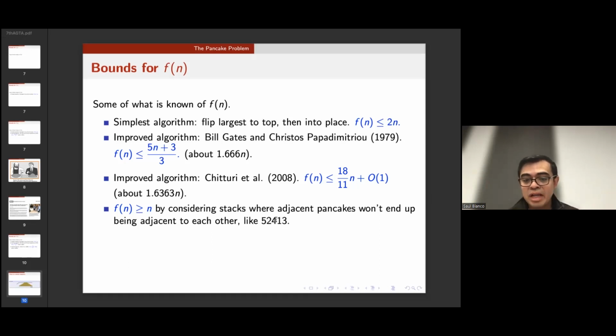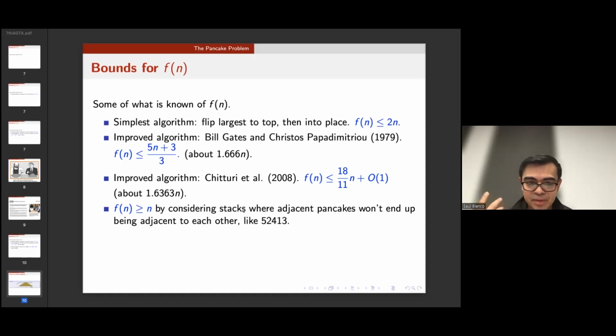Similarly, the 2 and 4 won't end up next to each other when they're sorted. The 4 and 1 won't end up next to each other when they're sorted. And the same for the 1 and 3. So because the consecutive ones won't end up next to each other, you have to separate them with a spatula flip at some point, right? So in that case, you'll need at least n-1, I suppose. You can always come up with a stack like this. So the lower bound would be n. You can actually improve it, but I'm just saying this is one.